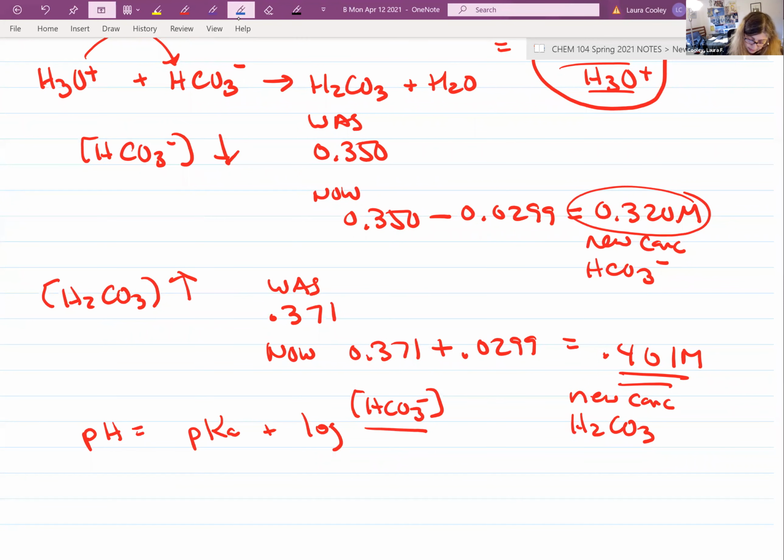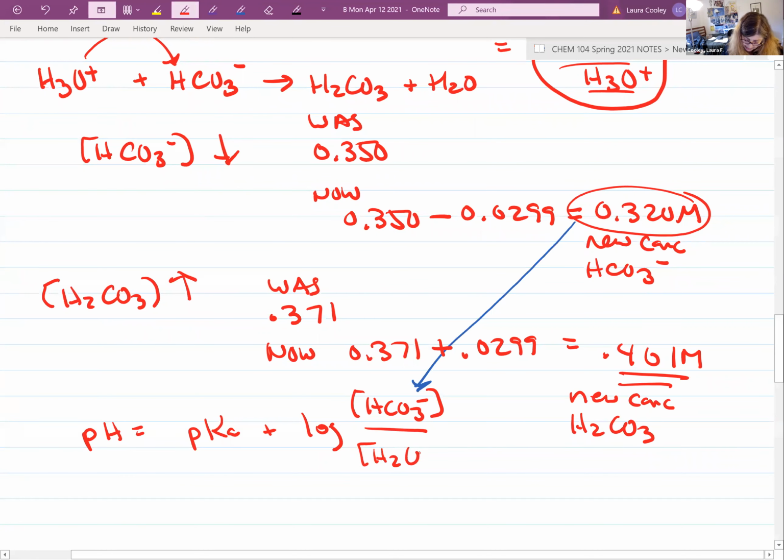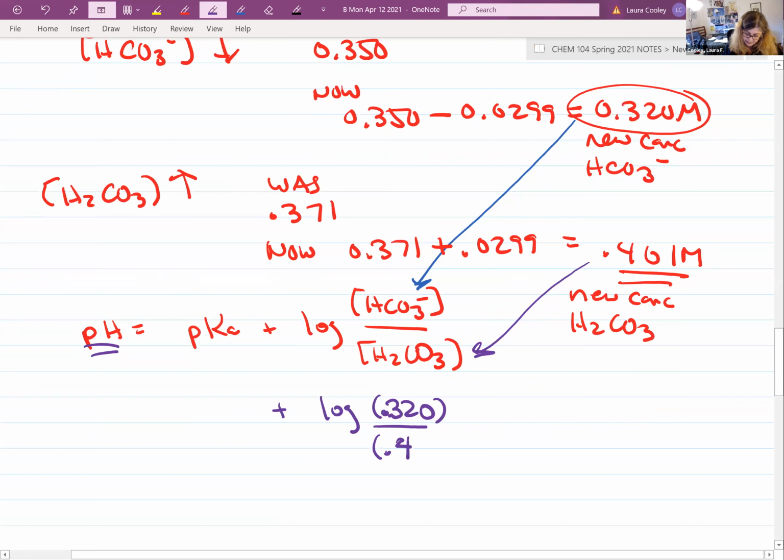You'd put this in here. And then the other one for the acid, we'd put down here. So that's going to adjust the pH a little bit. And when you put these numbers in, just to finish this, and the pKa is the same as we had before, this turns out to be minus 0.0980.